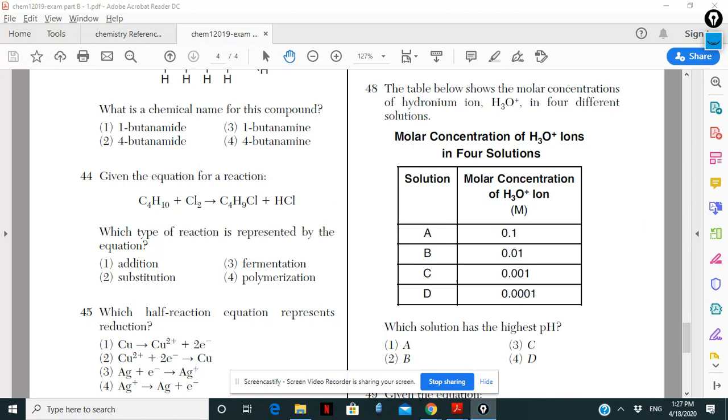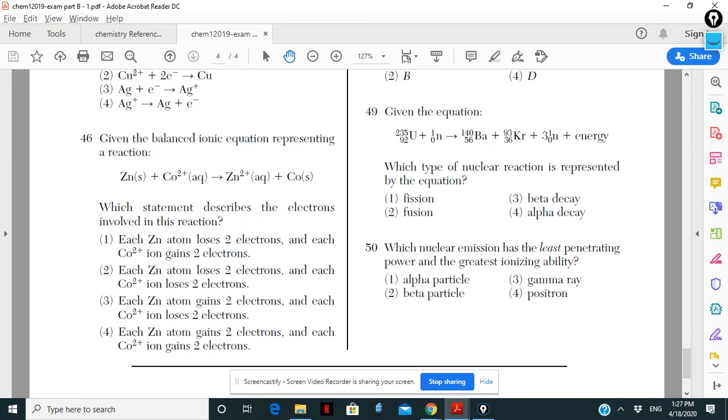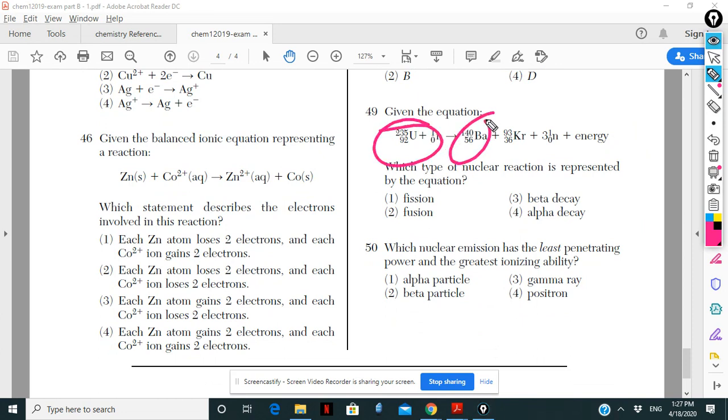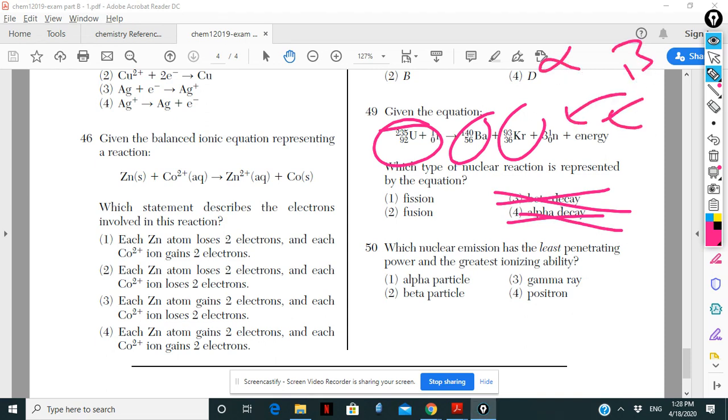Question number 49. Now, given this type of reaction, I started with one element and I have two. What does it mean? I split it. So it cannot be beta decay or alpha decay, since I don't have either alpha or beta particles. Fusion means coming together, but now no, I split it. Fission means I separate or split it. So that's why the answer is one.